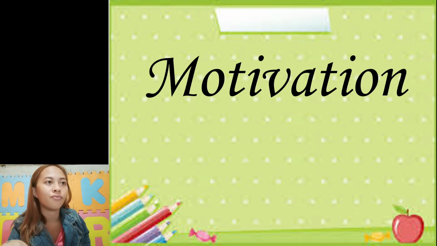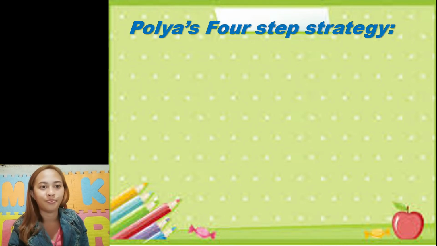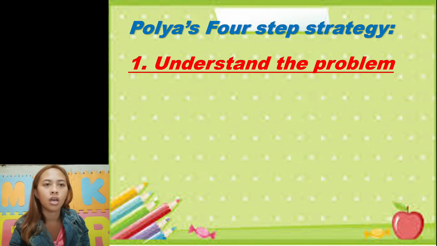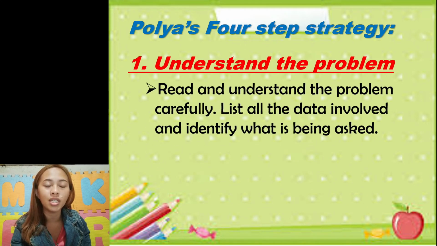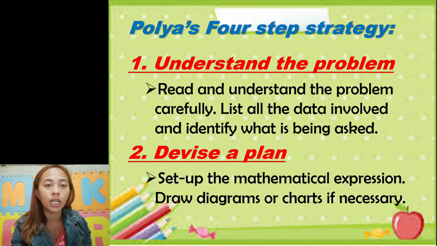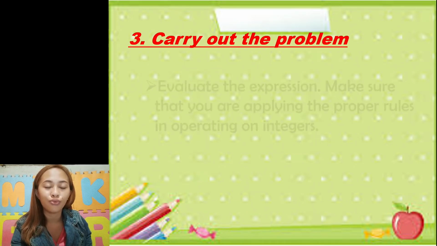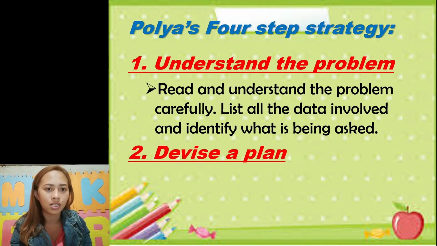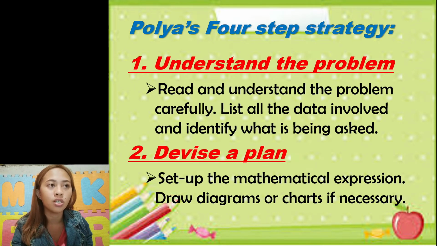So we will now have the 4-step strategy of Polya. First is understand the problem. In this first step, we will read and understand the problem carefully. We will list all the data involved and identify what is being asked. Second step is devise a plan. Set up the mathematical expression or draw diagrams or charts if necessary.